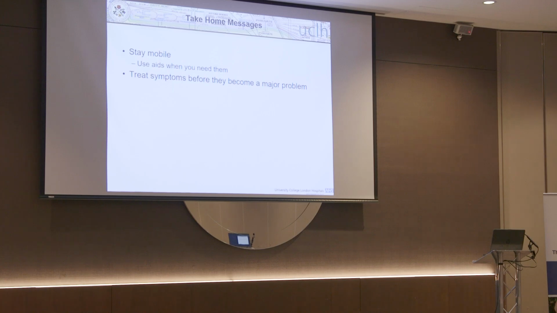What are the take-home messages for the spinal cord disease? There's lots of symptomatic treatment. We like people to stay as mobile as they can for as long as they can, because we think that's good, but use the aids when you need them, because the last thing we want you doing is falling over and breaking things. And as with all symptomatic treatment, actually treating the symptoms before they become a major problem is much better than waiting until they've progressed. It's much more difficult then to control them.